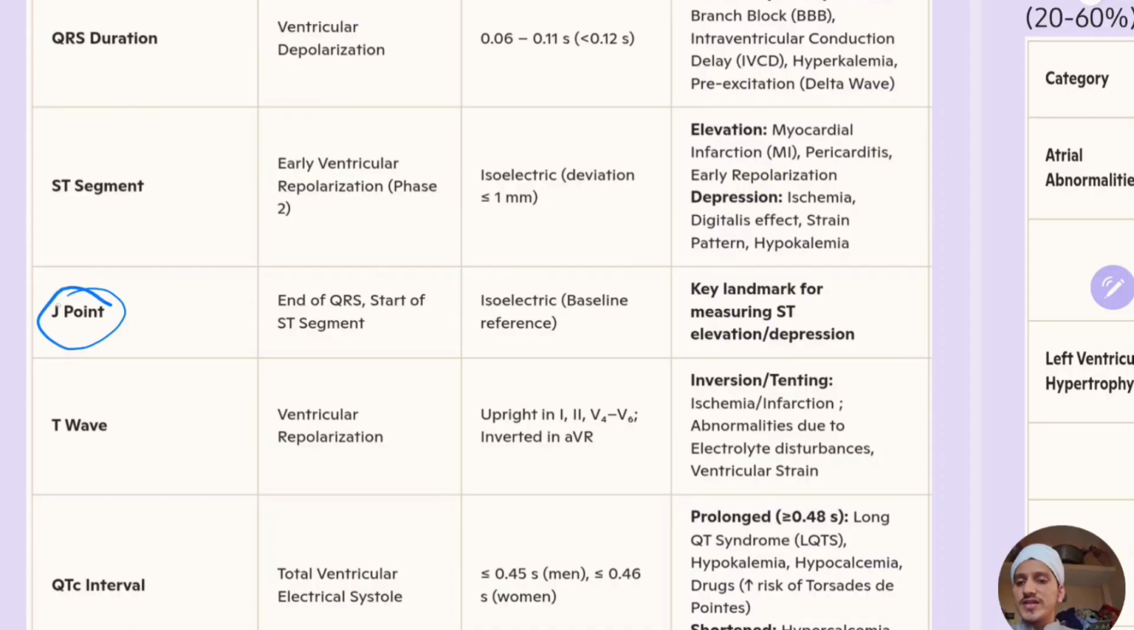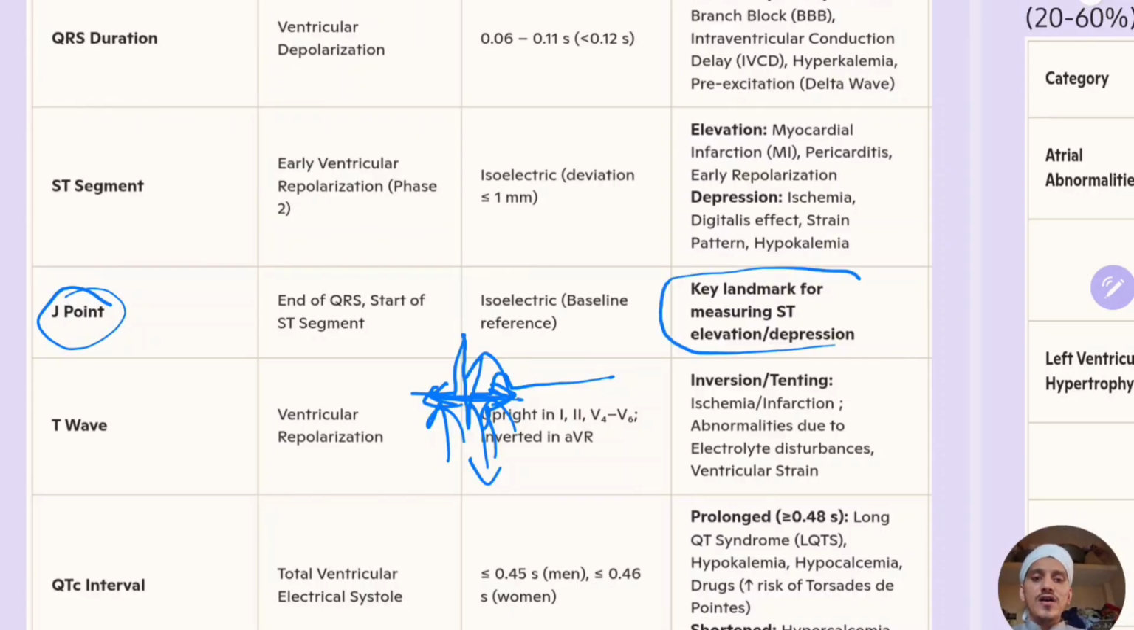Coming to the J point, important. J point is the end of QRS and the start of the ST segment, and it is also isoelectric. It is in the same line. This is Q. So this is a straight line, in line with the ST segment and this PR interval line. If it deviates from this line, that is ST segment elevation. If it depresses, that is ST segment depression. So this is a key landmark for elevation or depression of the ST segment. By this we will say whether the ST segment is elevated or depressed. So J point elevation is ST segment elevation, J point depression is ST segment depression.